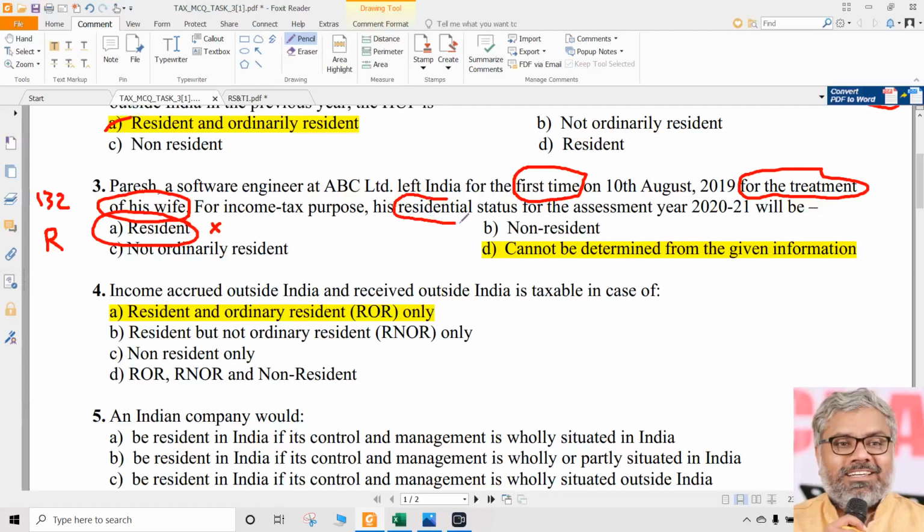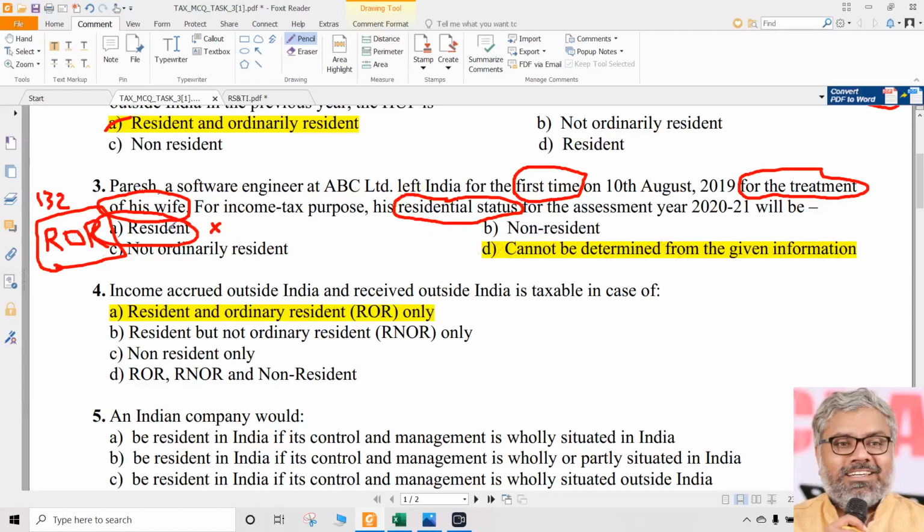Why? Because here resident is not a residential status. What is the residential status? Residential status is something like ROR or NOR or NR. That has to be clearly mentioned. So that is why 'we cannot determine this from the above information' is the correct option, though it is not really 100% correct. Resident is also not correct. So really the residential status of this person will be ROR. If it is there in the options, fine. If not, we can say none of the above. That does not mean cannot be determined. It means basically none of the above.